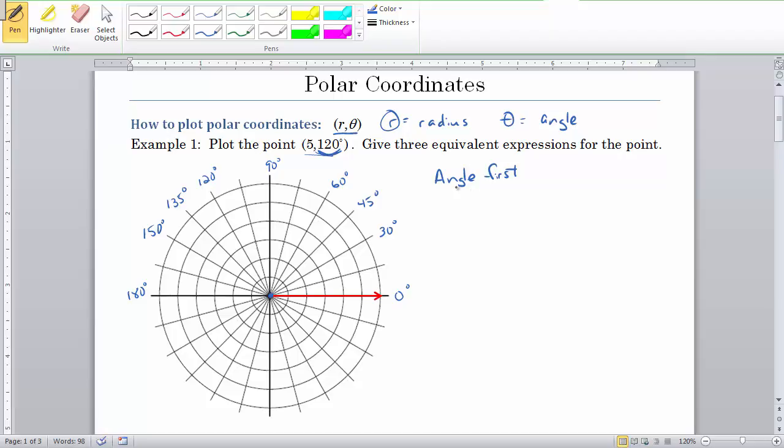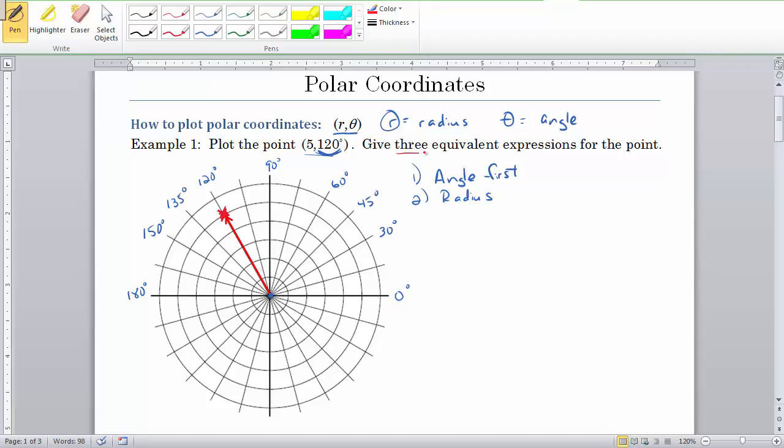So we're going to do the angle first. I'm going to take this and rotate it to 120 degrees. And then the second thing I'm going to do is the radius. I want to count out 5. I don't need it to go all the way out to here. 1, 2, 3, 4, 5. That's where I want my point to be. So that I've plotted that point. The arrow really doesn't have anything to do with it. I'm just showing you that you rotate and then you go out.